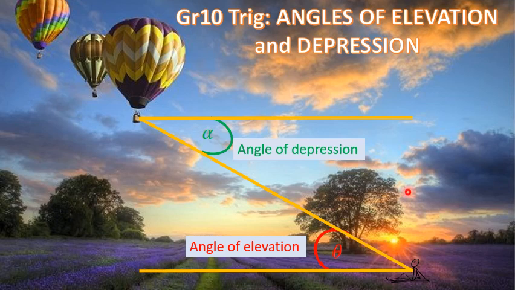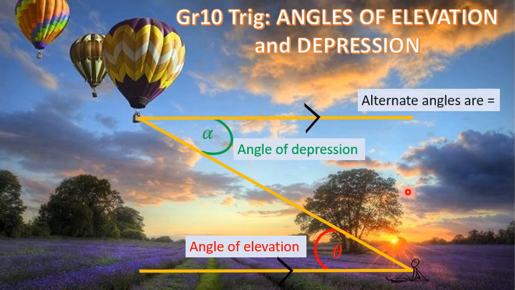So if you are looking down, D for down, D for depression, then you are creating an angle of depression. Now the very cool thing about this is if you two are looking at each other, then the angle of elevation and the angle of depression are actually alternate angles, and so they are the same size.